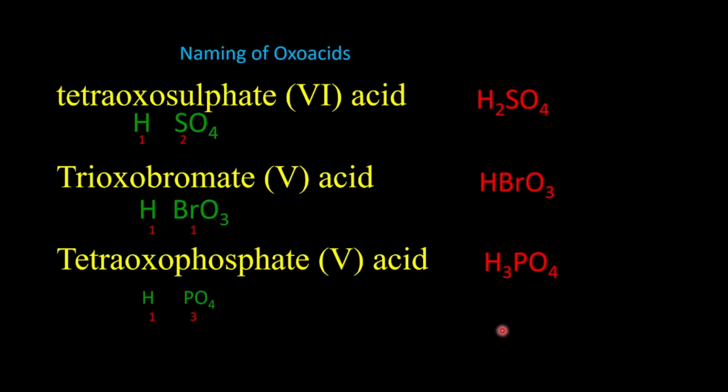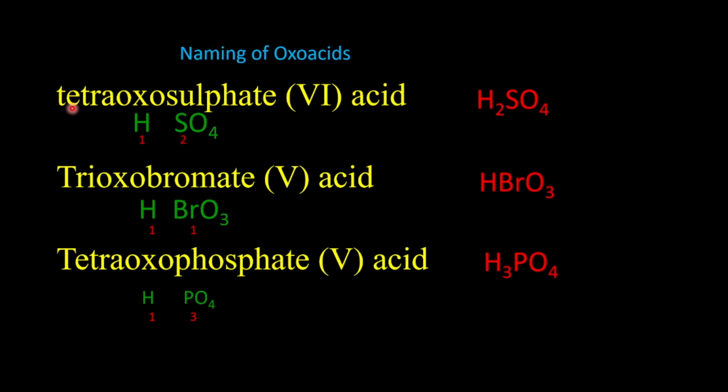Now let's move to naming of oxo acids. But we want to see how we can write the chemical formula whenever you are given that. Now let's look at what we have here. Please take note of this. Whenever it is an acid, it is the presence of hydrogen here that will indicate that it is an acid. So take note of that.